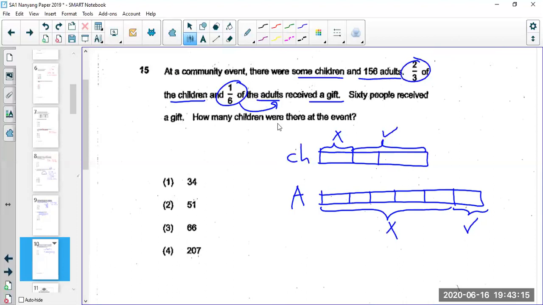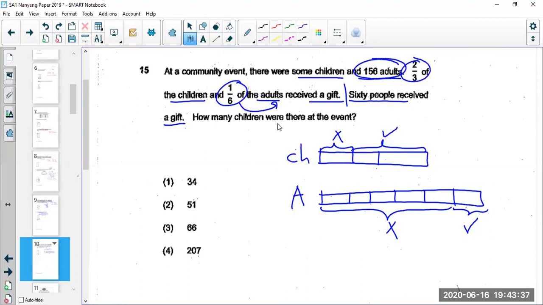So you draw until here already. This is called model drawing, not solving, right? You draw first, then later you solve. 60 people receive a gift, right? Okay, 60 people receive a gift. So if you don't know how to put the number in the model, don't put, right? Don't put.